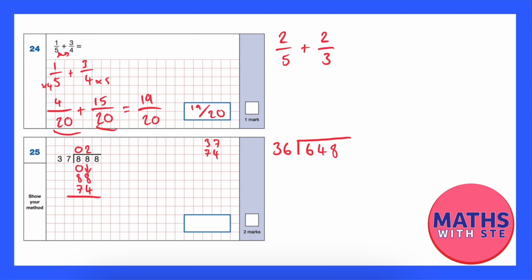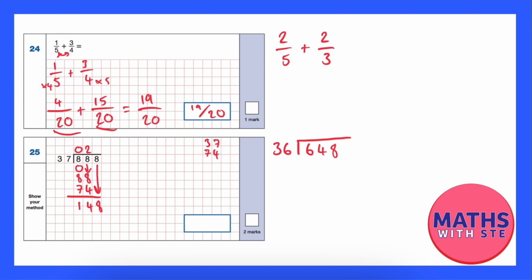8 take away 4 is 4. And 8 take away 7 is 1. And now I need to drop down this 8. Okay, so I've got 148. Hopefully this is going to go in perfectly, but let's just try it. Oh, it is going to go in perfectly, but I'll show you why.